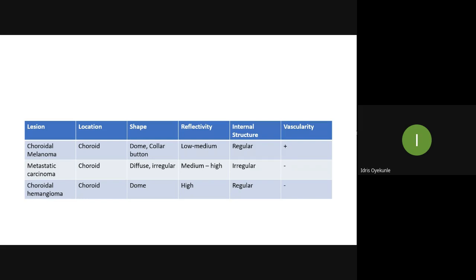In a choroidal hemangioma as well, it has very high reflectivity, maybe a dome shape like seen in choroidal melanoma, and it has a regular internal structure. But the differentiating feature is that in choroidal melanoma, it has low to medium reflectivity, meanwhile in choroidal hemangioma, reflectivity is higher, and there's no vascularity in choroidal hemangioma.